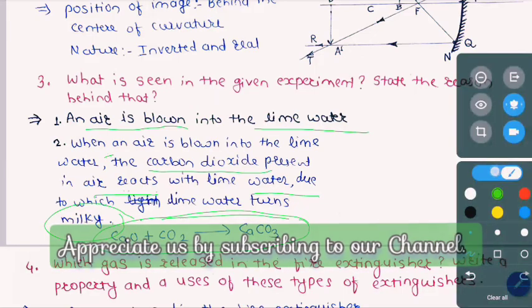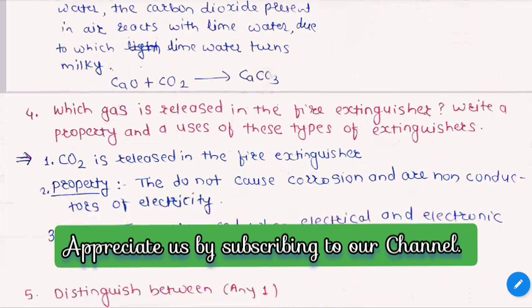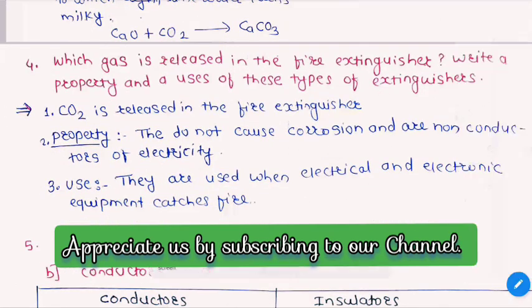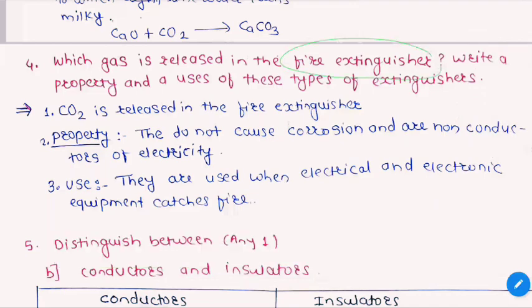Now the next question is, which gas is released in fire extinguishers? Write a property and a use of this type of extinguisher. Here a diagram of a fire extinguisher is given. This type of fire extinguisher releases CO2. What is the property? They do not cause corrosion and are non-conductors of electricity. That's why they are used when electrical and electronic equipment catches fire.